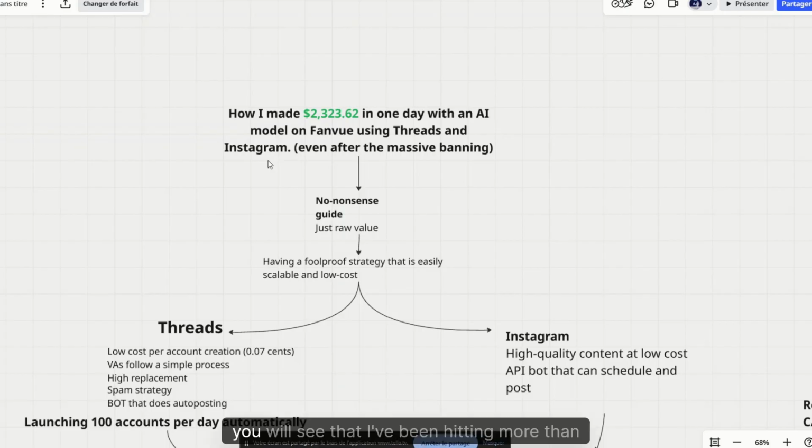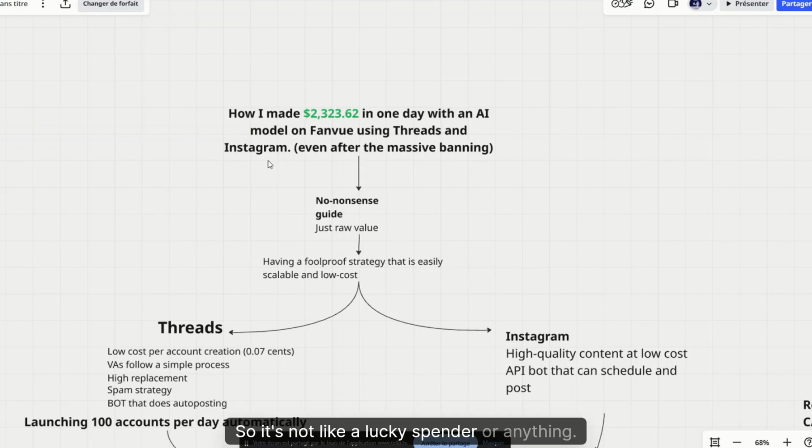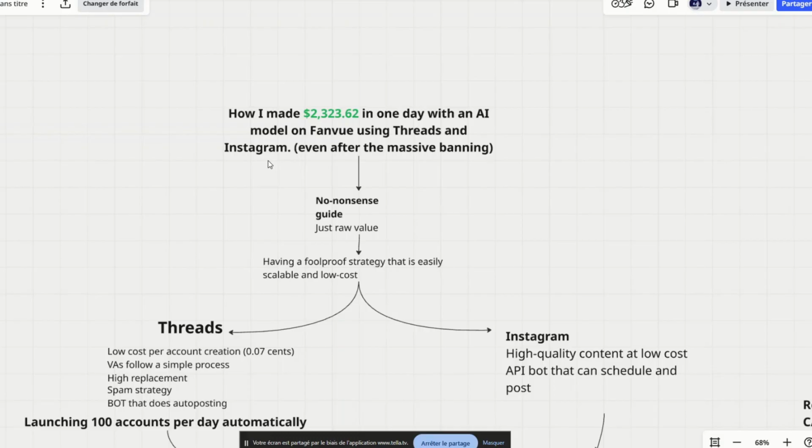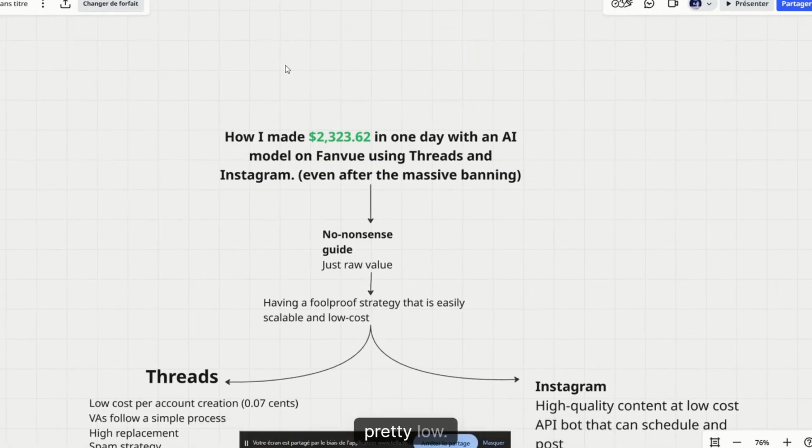If you follow my Telegram channel, you will see that I've been hitting more than 1.5, 1.6K days consistently on these models. So it's not like a lucky spender or anything, it's just a system that I've been able to scale the right way, because most of the people in this industry struggle to get traffic. Precisely, they struggle to get a good conversion rate, because when you see a model on FanView, usually you can see that the conversion rate is actually pretty low. So how did I build that strategy?